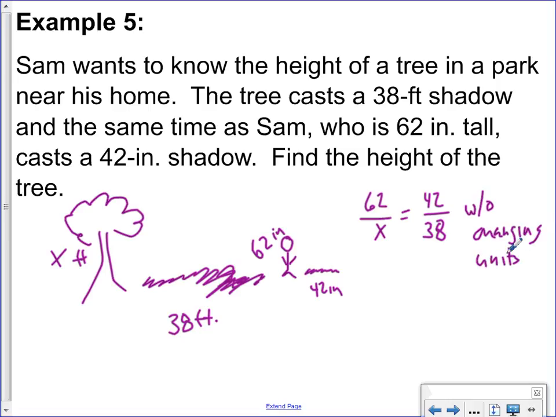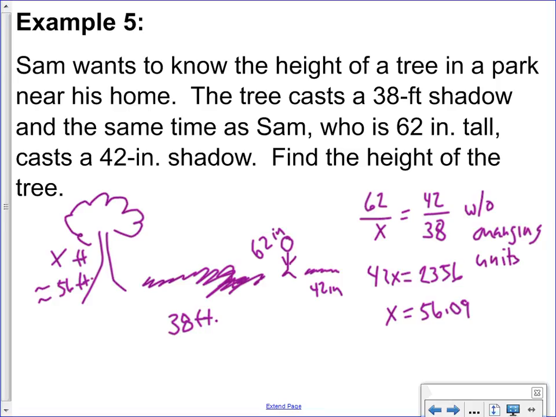Without changing the units, you just cross multiply. So you get 42x equals 62 times 38, which is 2,356. Divided by 42 is 56.09-ish. So it's about 56 feet.